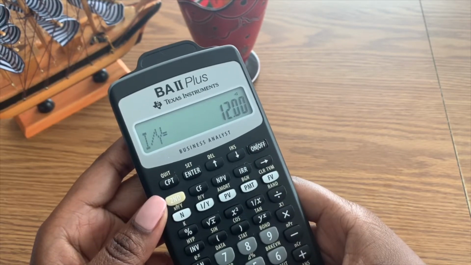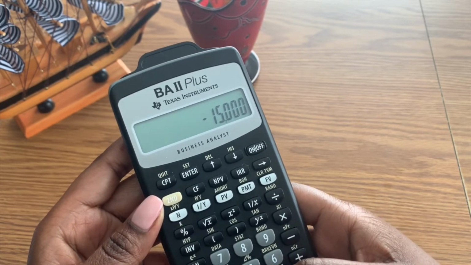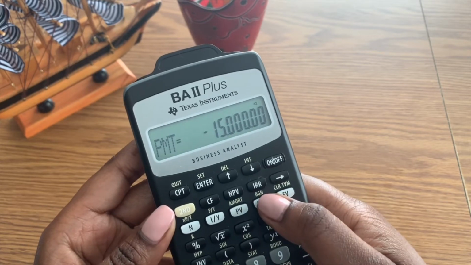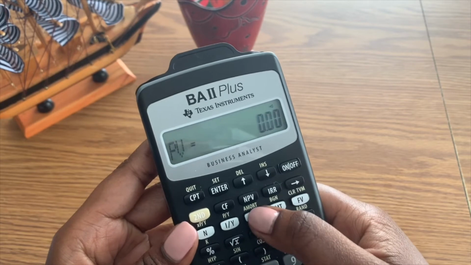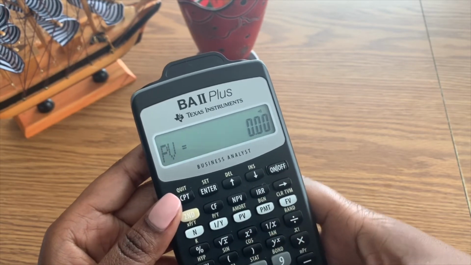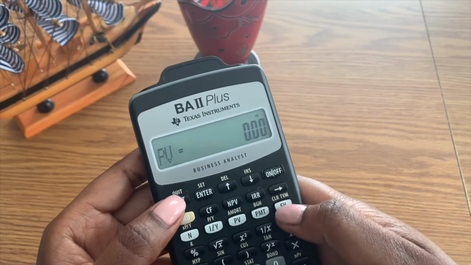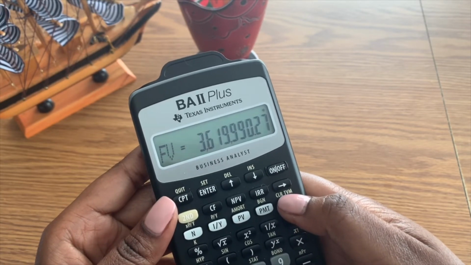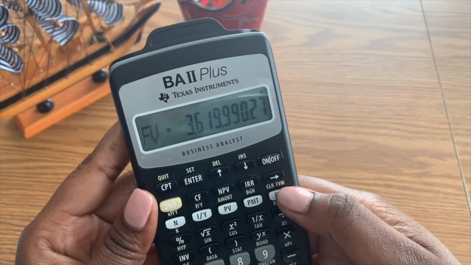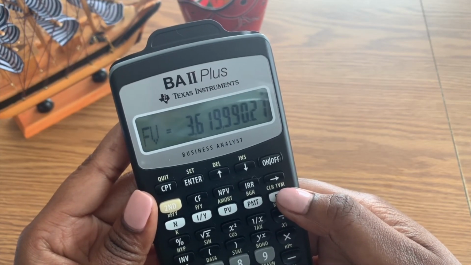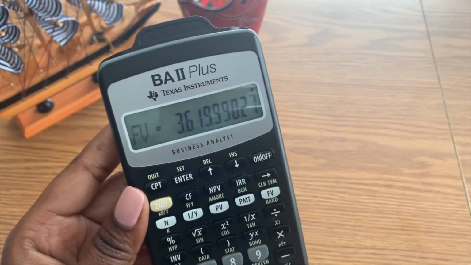So we'll be using 15,000 as a negative because it's a cash outflow. Press PMT. And then PV is 0. Since the question is asking us to find the future value, you compute FV. Press CPT and then FV. The answer would be 3,619,990.27. This is the same as what we have in the options here.